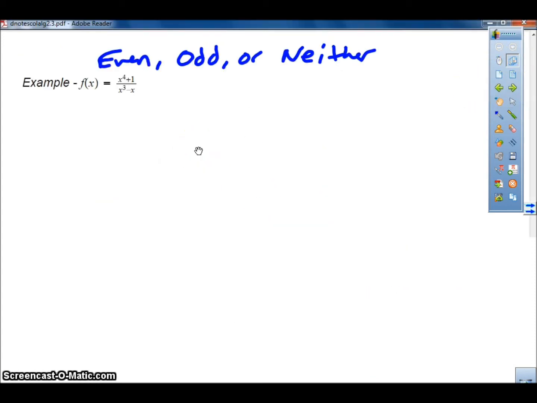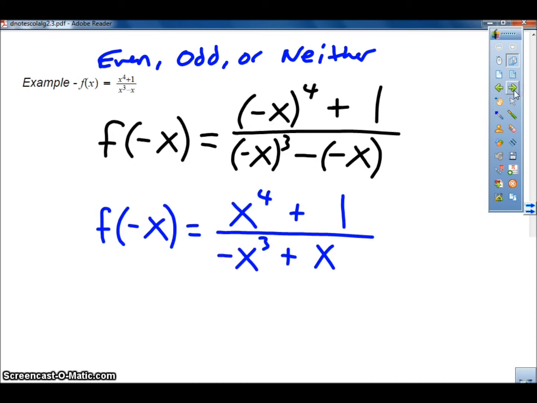Let's do one more example. Is this function even, odd, or neither? We have the function f of x equals x to the fourth power plus 1 over x to the third power minus x. If we want to know if this function is even or odd, the test is to find f of negative x. So we're going to take this function, and everywhere there's an x, we're going to replace it with negative x. And this is what that will look like.